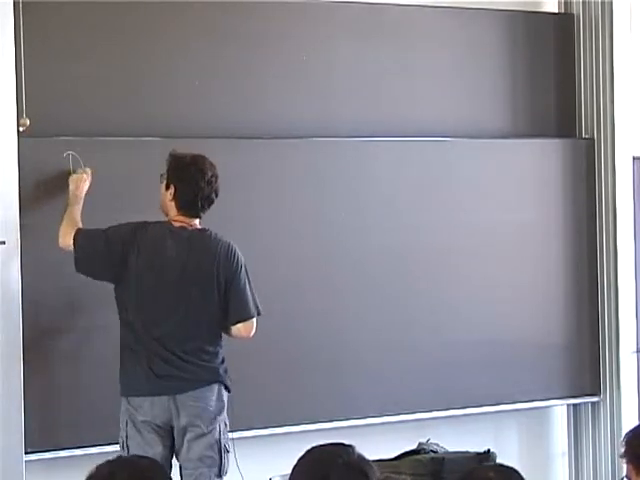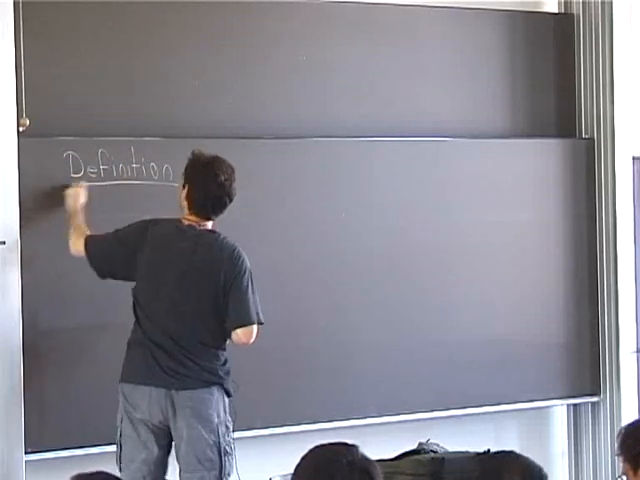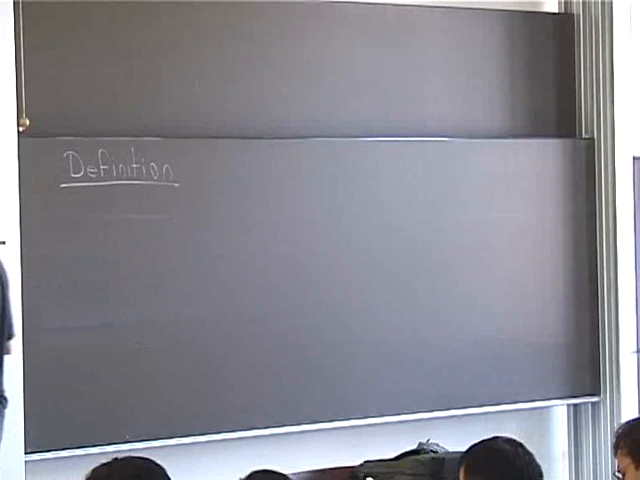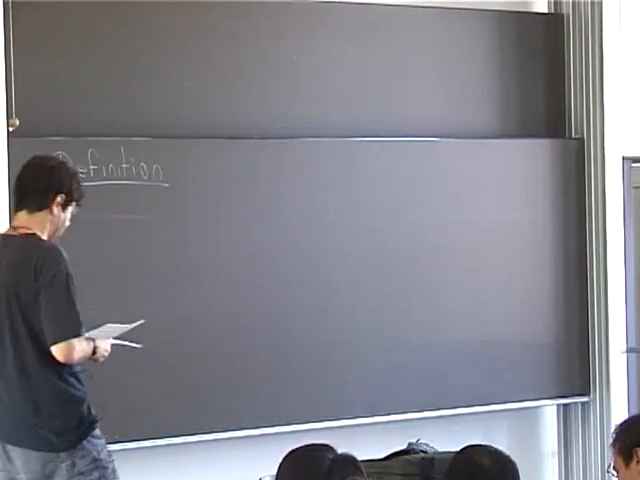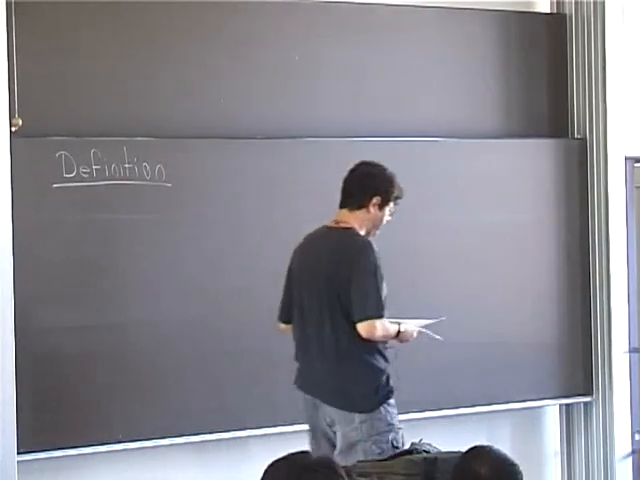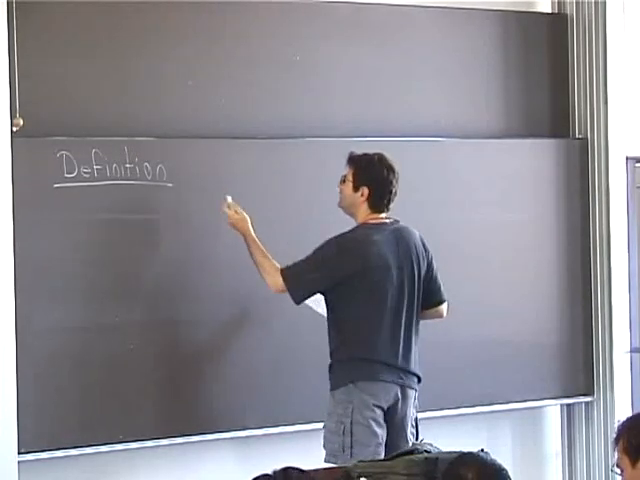So I want to now state a criterion which is due to Mazur, which allows us to check whether the curve X naught of p or X1 of p has rational points or not. And this criterion depends on the notion of a formal immersion of one scheme into another. So let me state that.